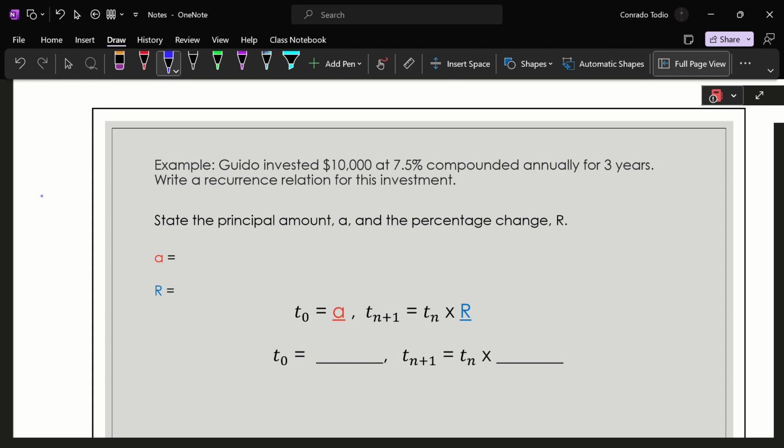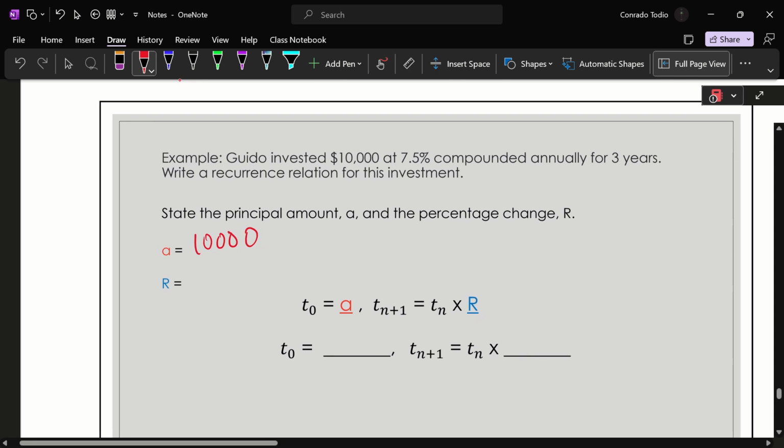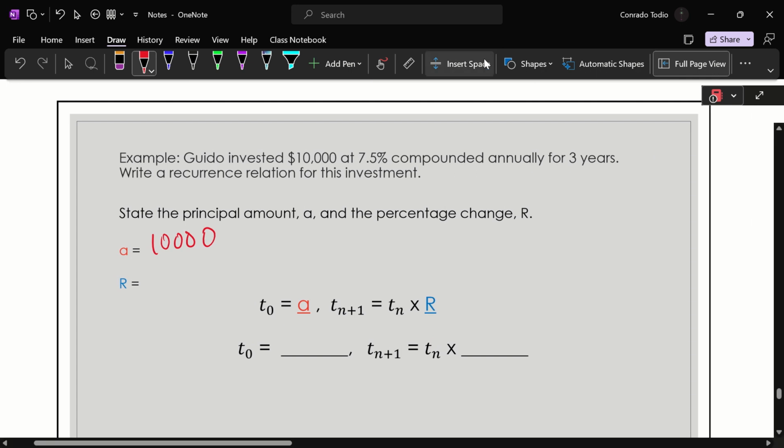You tell me in this example, reading the question, what is my starting amount? Good. So we write for our A, 10,000. Common ratio. How do we find the common ratio? Now this is a bit tricky. Isn't it 1.075? We could do that, but we need to calculate it. Do you guys remember the two common ratios that we learnt about? One's increasing, one's decreasing. If it's increasing, it's going to be 1 plus percentage over 100. And if it's decreasing, it's 1 minus percentage over 100.